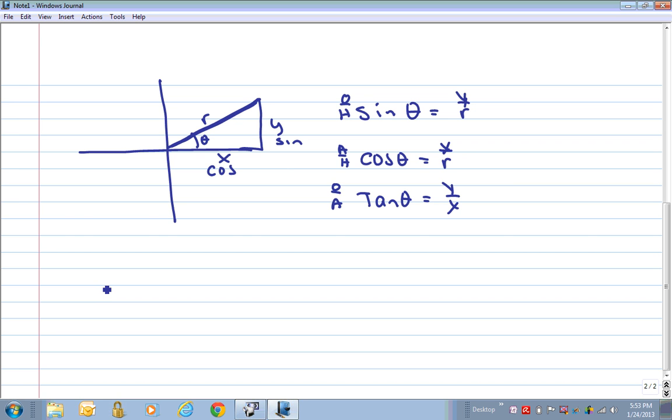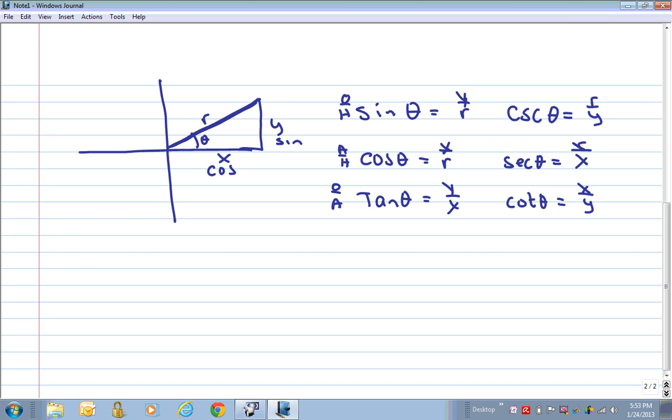Let's go ahead and take care of the reciprocals. In this case we would have cosecant theta, and that would be r over y. We have secant theta, and that would be r over x. And we would have cotangent theta, and that would be x over y. That one you've been familiar with. That's just kind of reviewing a little bit.